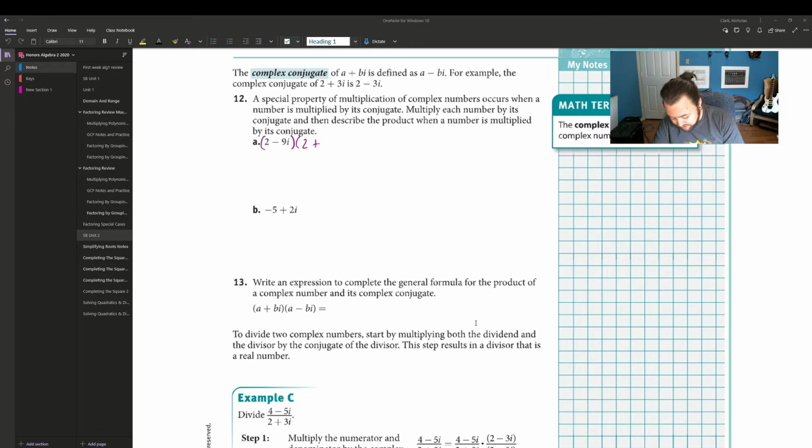Okay, so 2 times 2 will be 4. Oops, I did that backwards. 2 times 9i would be 18i. Negative 9i times 2 will be negative 18i. And then negative 9i times 9i will be negative 81i squared.